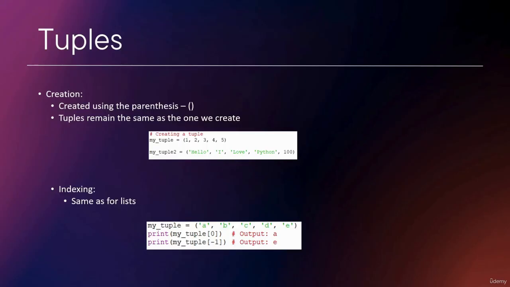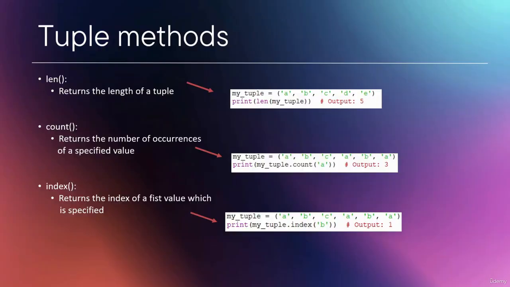So again, the creation is pretty similar to lists, but instead of square brackets, we use parentheses. And again, tuples remain the same as the one we create in the beginning, as you can see. And indexing is also the same for tuples, similar to lists or strings. It is the same. Again, zero index, and we can use negative indexes too.